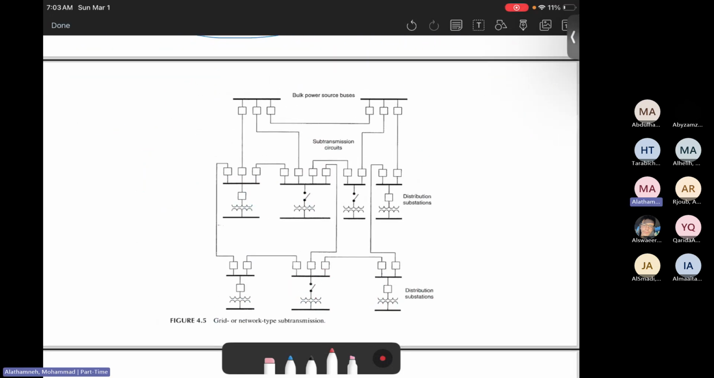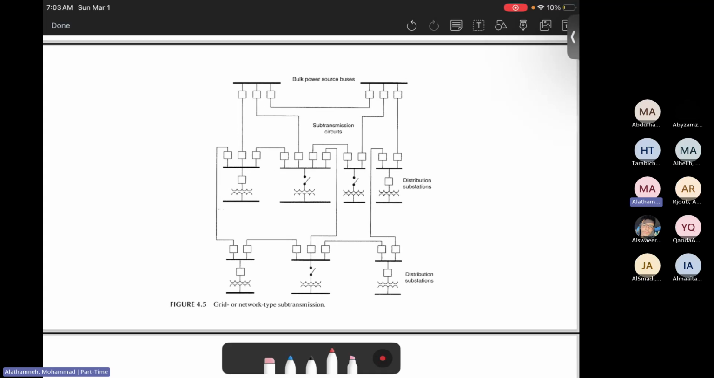Here is, for example, a system grid or network type, and as we can see here, it is based on a radial. This one, obviously, is based on a loop, not a radial, sorry.